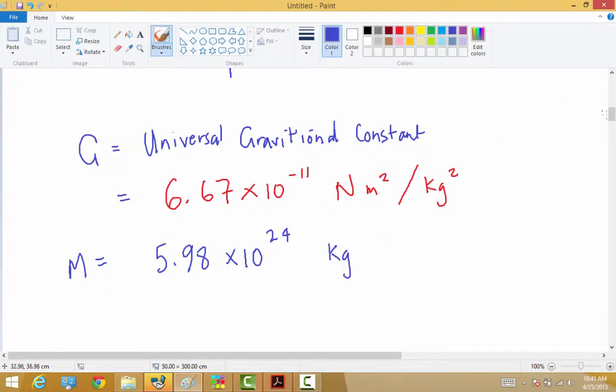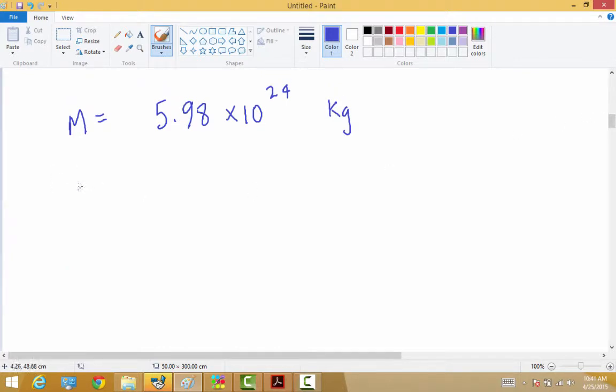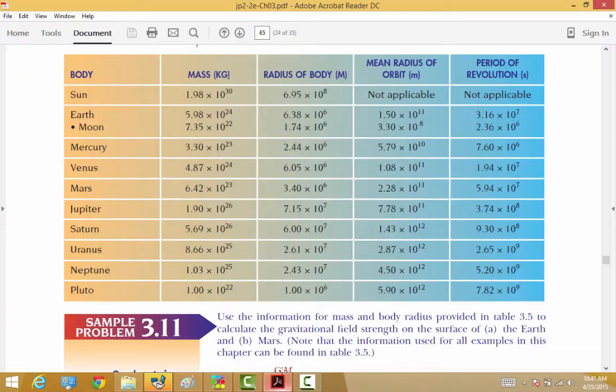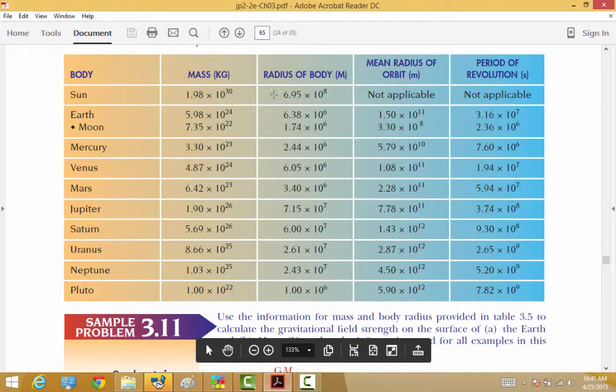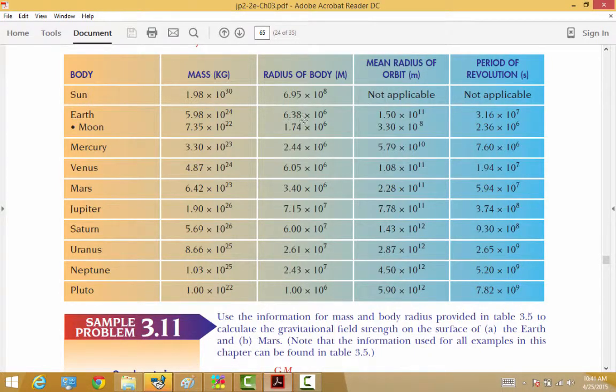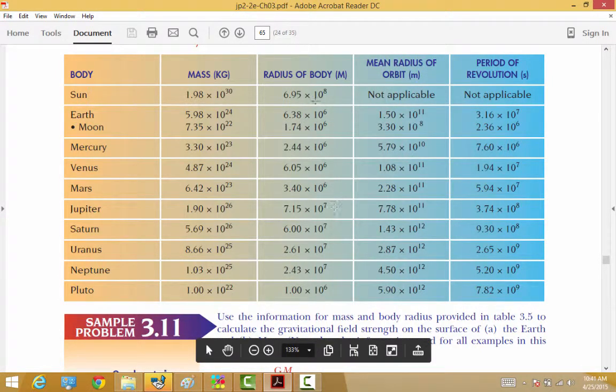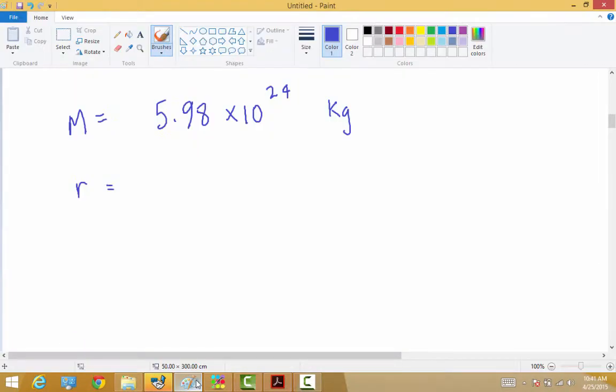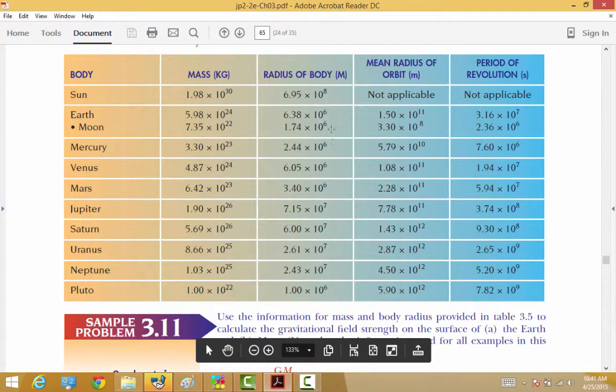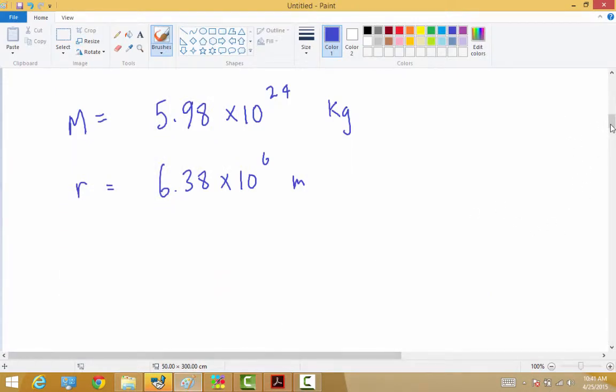And we need the radius of the Earth. So the radius of the Earth, again, we get it from the table. The radius of the Earth is equal to 6.38 times 10 to the 6 meters. And so we can put that into the formula.